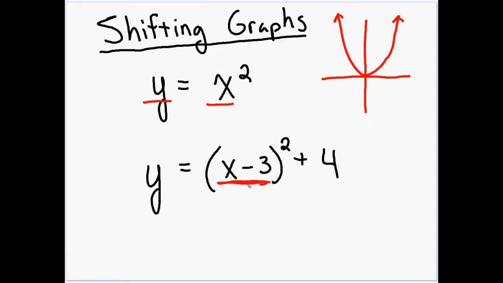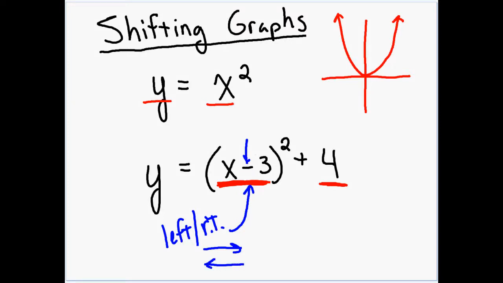Notice this is an x minus 3, and we're doing that before we square it. And then we have a plus 4 after the fact. If you remember back to, I think it was chapter 2, that is a left-right shift. And I say it's kind of counterintuitive. If that's a minus, you're going to move it to the plus side. If that was a plus, you'd move it to the minus side.